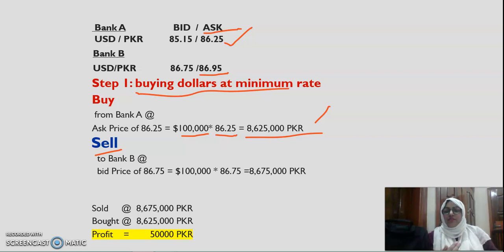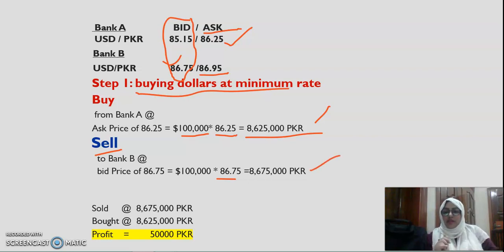Okay, so when I become the seller, now the bank becomes the buyer. In this case, I have to look into the bid section. In the bid section, I have to look for the maximum rate the bank will offer me for the dollars that I will sell to them. So the maximum is 86.75, of course. So I will multiply the same amount of dollars, and I will get 8,675,000 PKR.